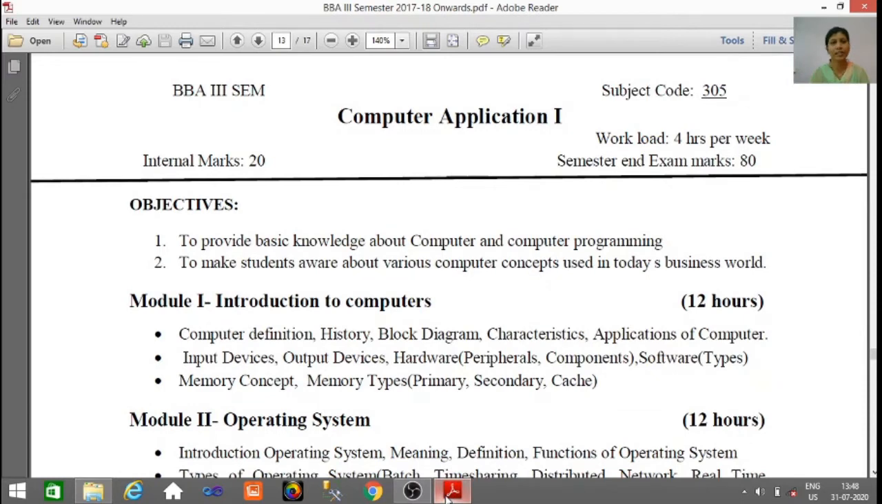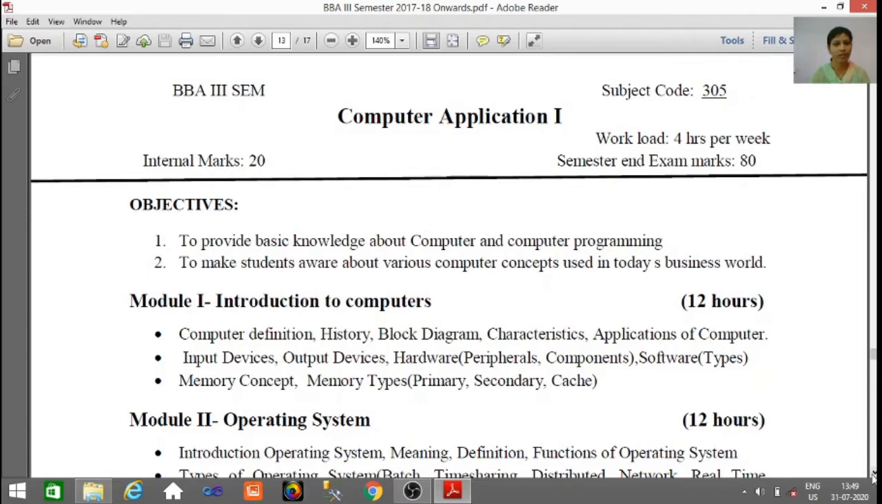For BBA third semester, you have one theory subject of computer application for 100 marks. As you see on the screen, the subject name is computer application. Subject code is 305. The semester exam is 80 marks, theory question paper will come, and 20 marks for internal. Basically, this subject consists of 5 modules. We'll see one by one.